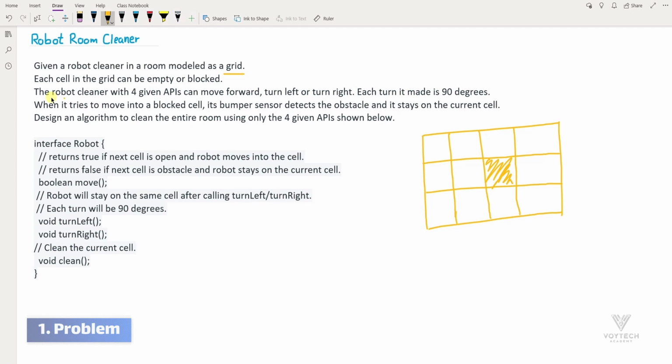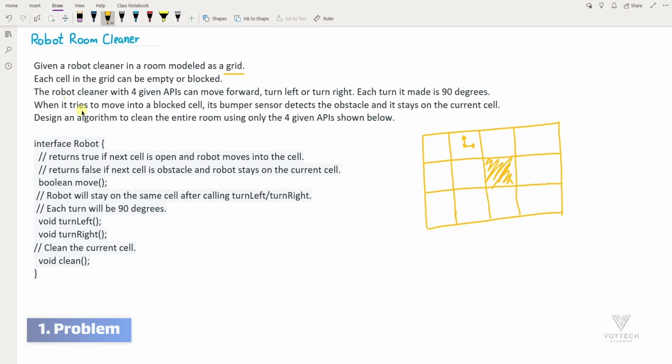And the robot cleaner with 4 given APIs here can move forward, turn left, or turn right. Okay, and each turn it made is 90 degrees. So for example, now if my robot is here, with these calls, I can move forward or turn left or right. And if this is the direction that the robot has now, when we call turn right or left, it just turns 90 degrees. So the new direction would be this.